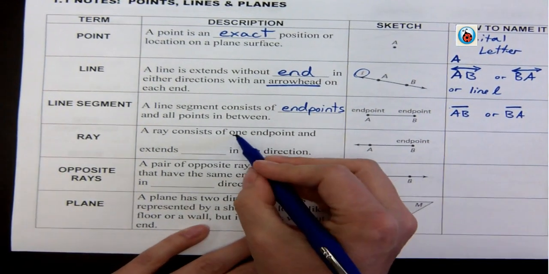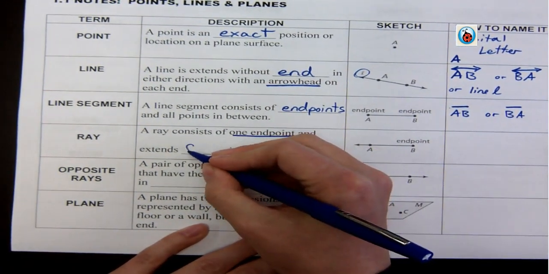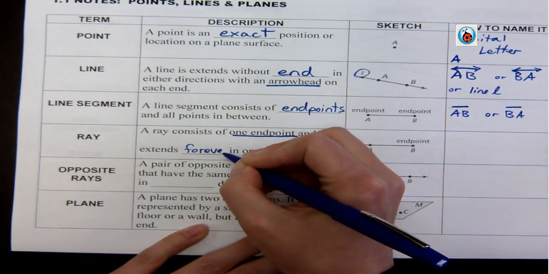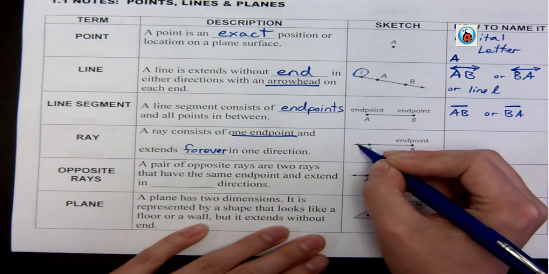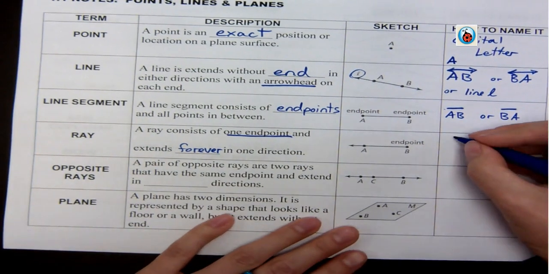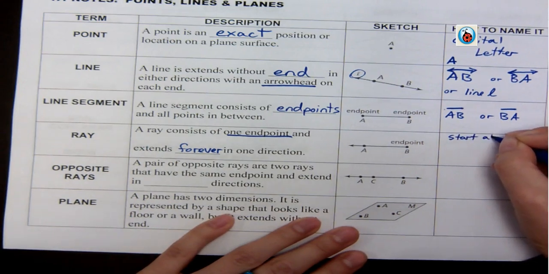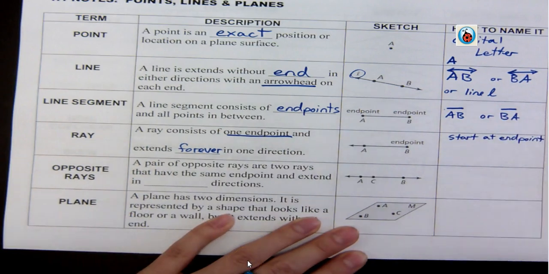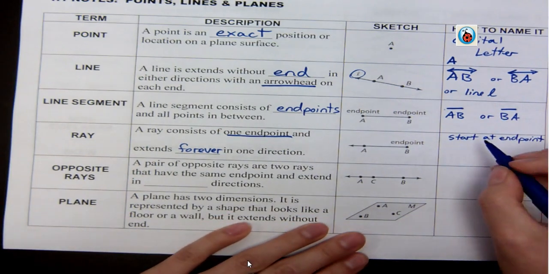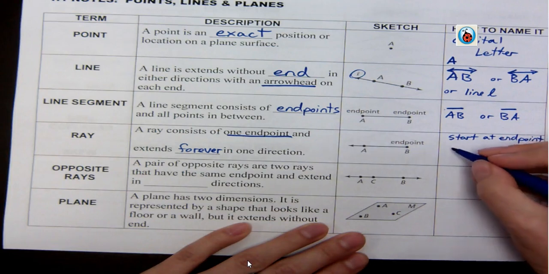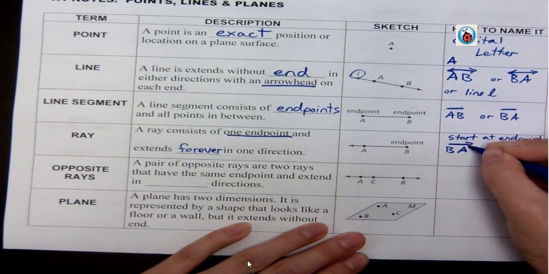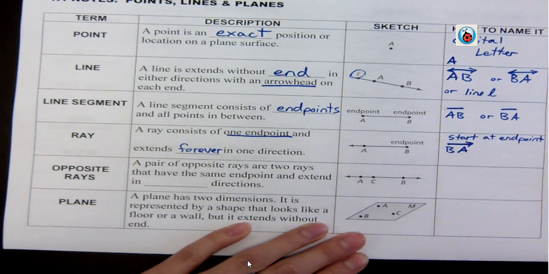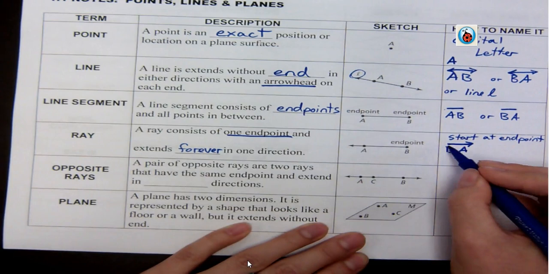A ray consists of one endpoint and it extends forever in the other direction. So we have our endpoint and then we have the arrow going. We label it, you always start with the endpoint. And so we'll start with B because that's the endpoint. And then A comes next, and the arrow goes that direction. So even though the arrow is pointing this way in the picture, it's labeled like this.